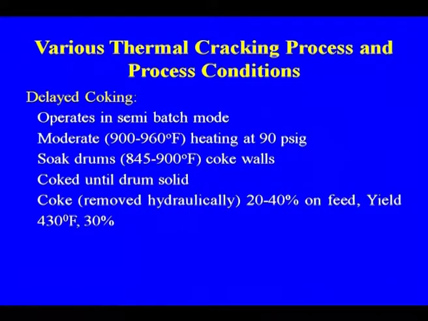Delayed coking operates in semi batch mode, moderate temperature, heating at 90 psig, soak drums are used, coked until the solid is separated, then removed hydraulically. Yield is 20 to 40% on feed, and at a temperature of 430 degree centigrade, the yield goes slightly higher, to 30%. This is the 30% at that particular temperature.